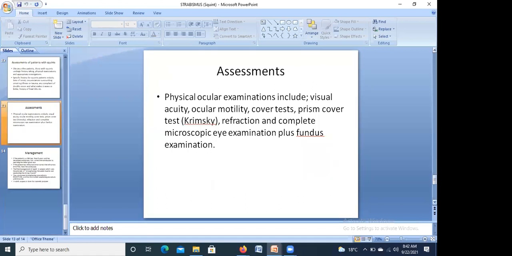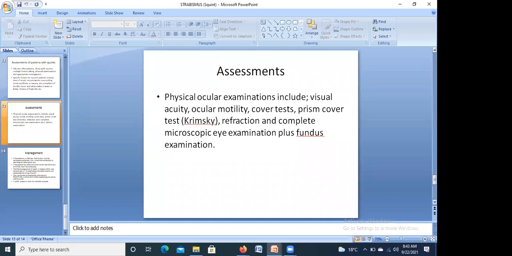When we are assessing patients with strabismus, we also do physical ocular examinations. As I told you earlier, if the strabismus onset is right from birth, then it may interfere with normal vision development, which will result in what we call amblyopia. So we need to assess whether vision is affected if somebody has a long-standing strabismus. So visual acuity is important. We need to assess ocular motility to find out if there is any one muscle or more than one muscle which is paralyzed, causing the strabismus.